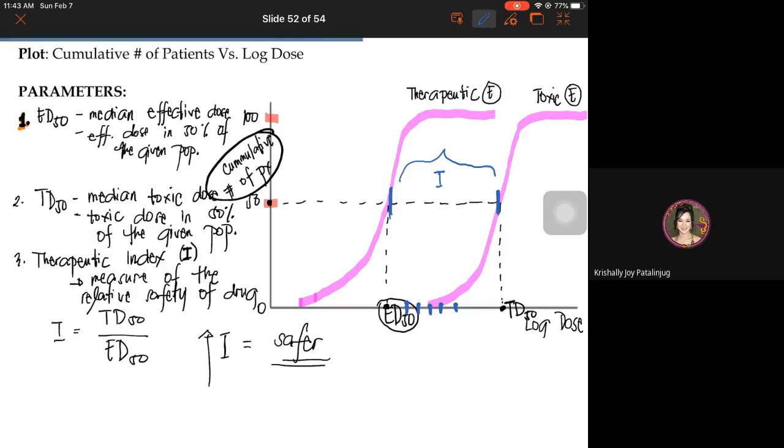That's why meron tayong mga tinatawag na narrow therapeutic index na drugs. Example doon would be yung digoxin. Sobrang narrow ng therapeutic index ng mga drugs na 'yan. We have digoxin. Another example is warfarin. These are the most common. Lithium, theophylline. 'Yan yung mga few common examples ng drugs with a narrow therapeutic index.